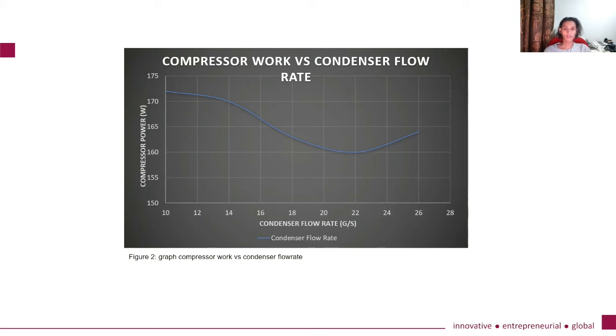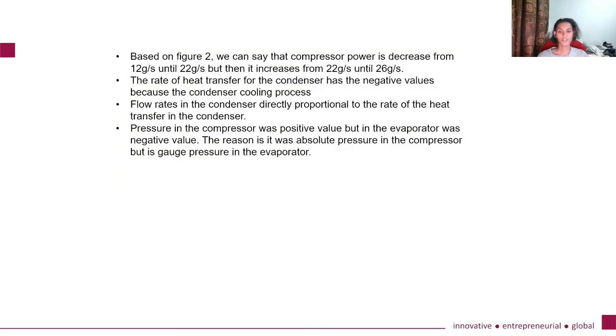So next is compressor power versus condenser flow rate. As you can see, this is what we get. So now for the explanation. Based on figure 2, we can say that compressor power decreased from 12 grams per second until 22 grams per second. But then it increases from 22 grams per second until 26 grams per second. The rate of heat transfer for the condenser has a negative value because of the condenser cooling process. Flow rate in the condenser is directly proportional to the rate of heat transfer in the condenser.